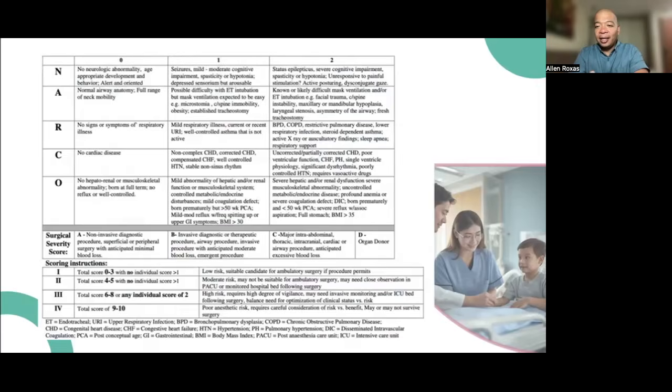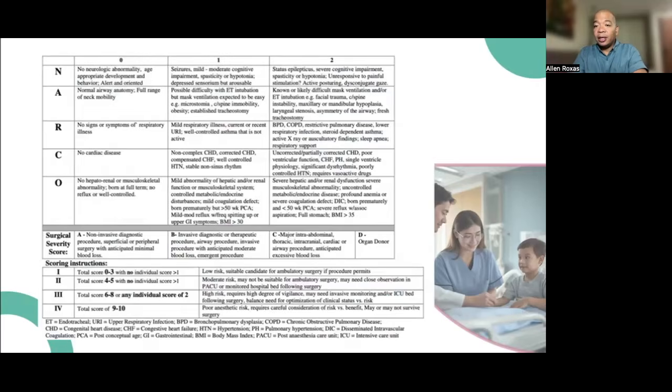NARCO-SS is a pediatric perioperative risk stratification tool that incorporates both patient and procedural factors. The acronym stands for neurologic, airway, respiratory, cardiovascular, and other systemic conditions, with surgical severity score added as a separate domain. The key strength of NARCO-SS is the inclusion of the surgical severity or complexity score, recognizing that perioperative risk is determined not only by patient comorbidities but also by the magnitude of the procedure.